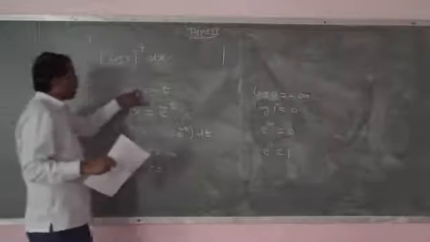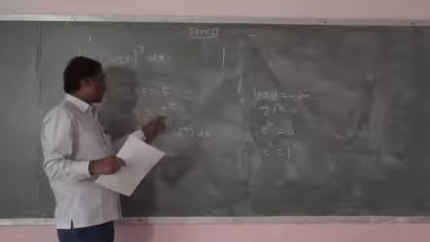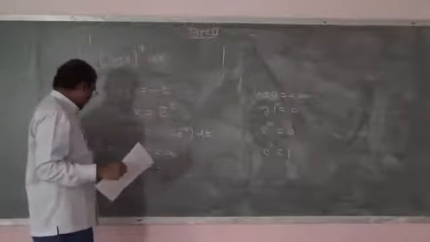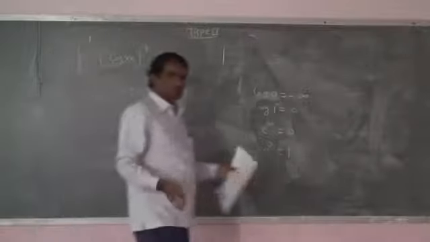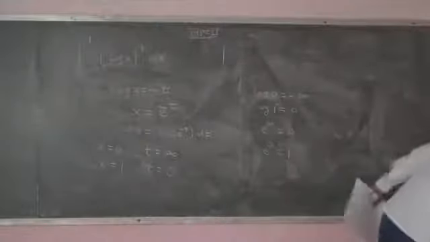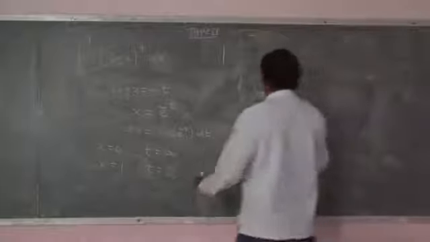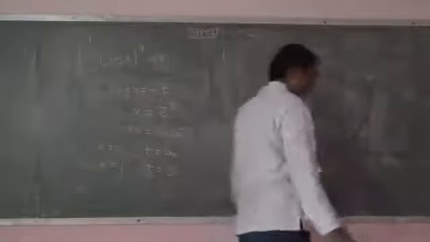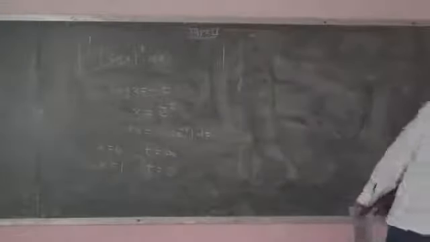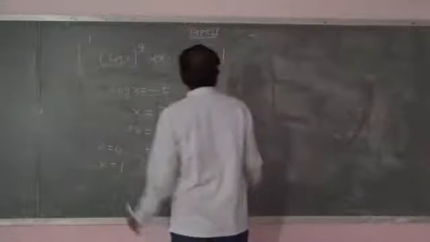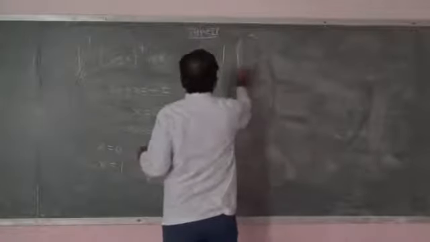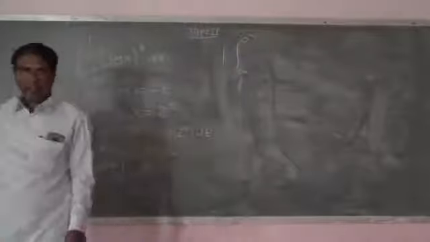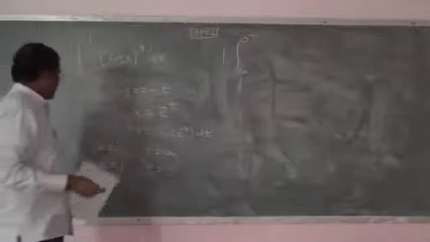So when we put log x is equal to minus t, x is equal to e raised to minus t, the limits also change. 0 becomes infinity and 1 becomes 0. Now substitute all these values in the given question. So now 0 to 1 becomes infinity to 0.